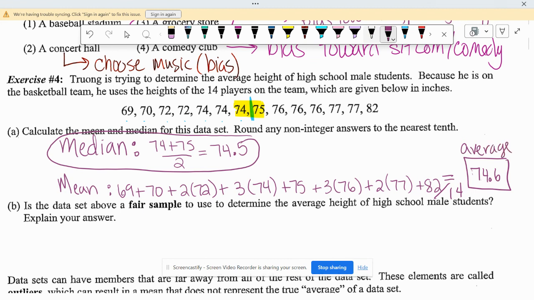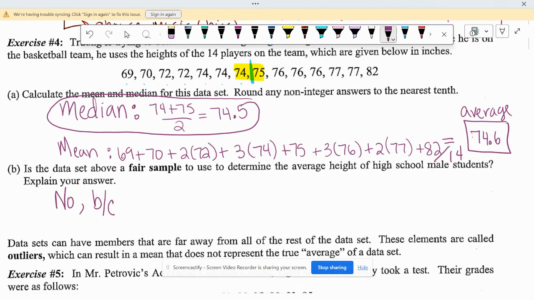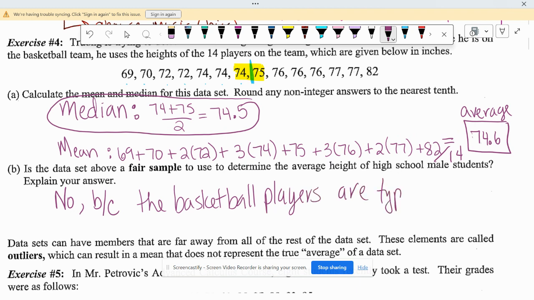So Eleni, is this data set a fair sample? You said no, because why? Yeah, but not average of every student, right? So basketball players are typically taller.